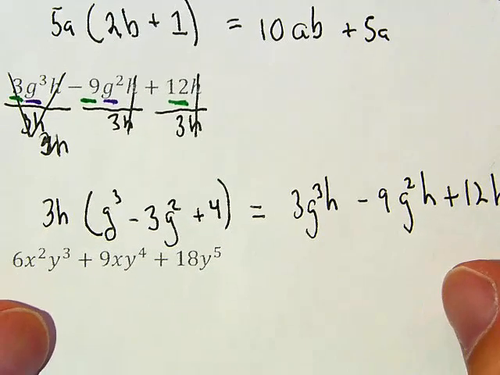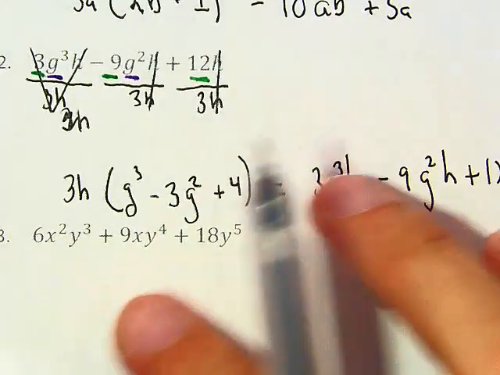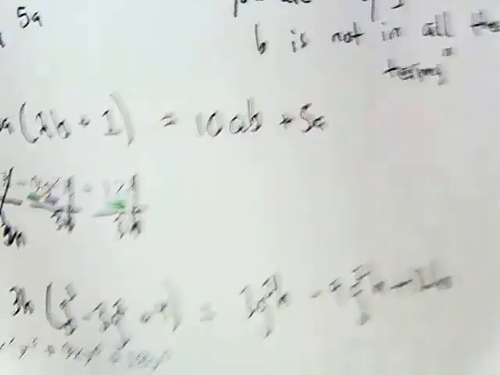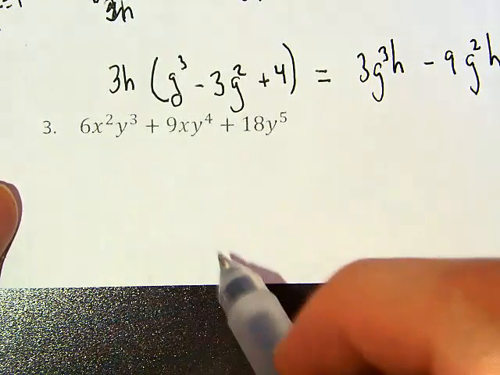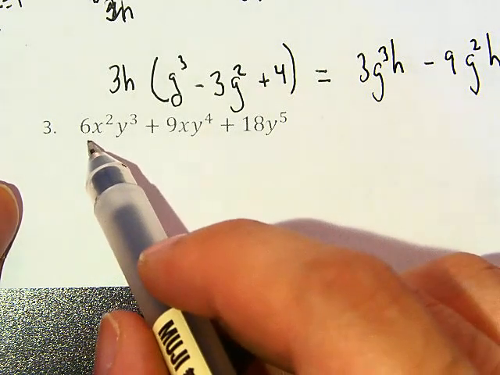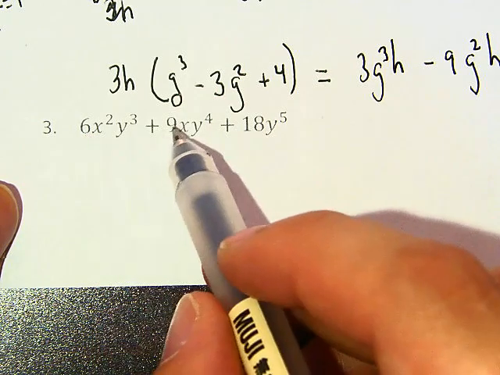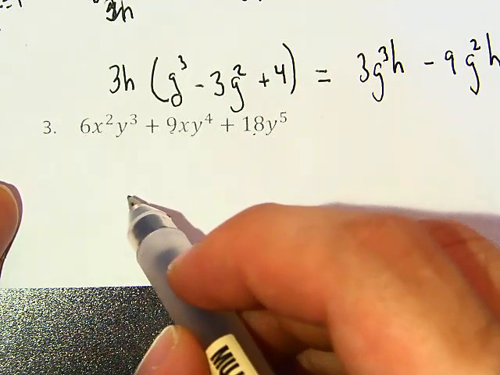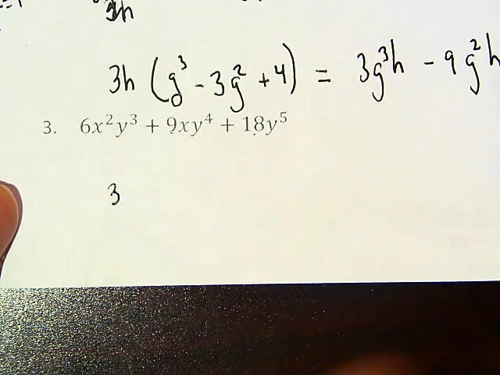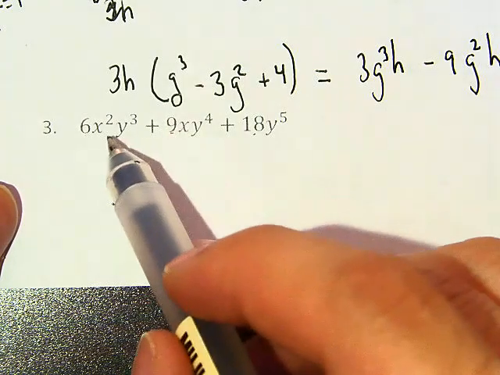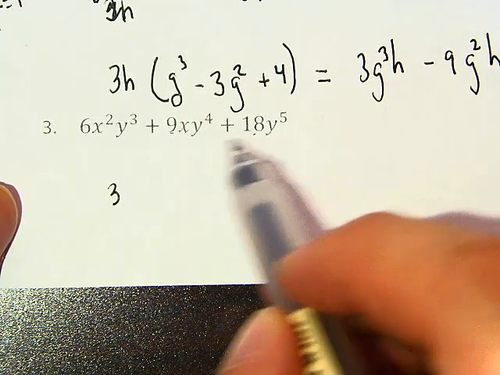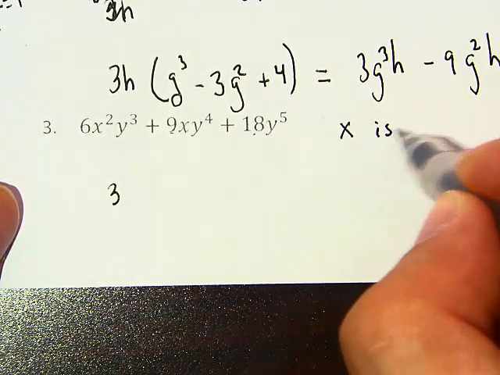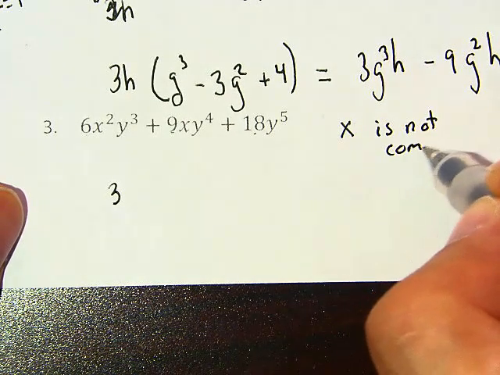What I want you to do is try and do this one by yourself, and then we'll go over it, all right? Okie dokie. So for this one, how does it work? What's the greatest common factor of 6, 9, and 18? It should be 3. What's the greatest common factor of x squared, x? Oh, x is not common, okay? So x is not common.